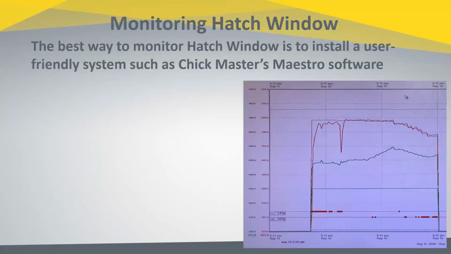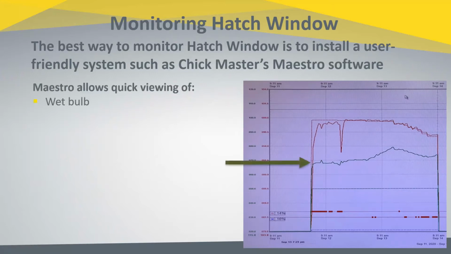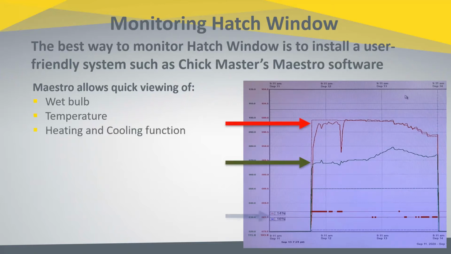So we look at a graph like this with a Maestro system, and you can pretty quickly see some of the information that we get from a hatcher machine or a hatch cycle. Maestro allows a quick viewing of the wet bulb, shown here in the green. We also see the temperature profile that the hatcher machine followed. And we've put up on this particular screen a heating and cooling function. That lets me see how well the hatcher machine managed the temperature set points and how hard it had to work to accomplish those things.